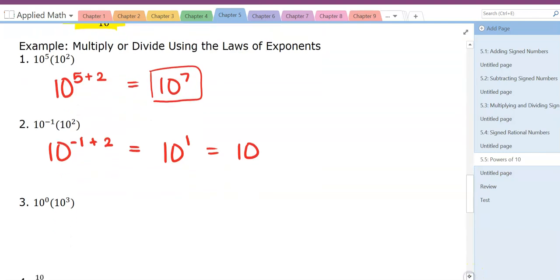What do you think number 3 is going to say? 10 to the 3rd, because you're taking 0 plus 3. So you have 10 to the 3rd power.